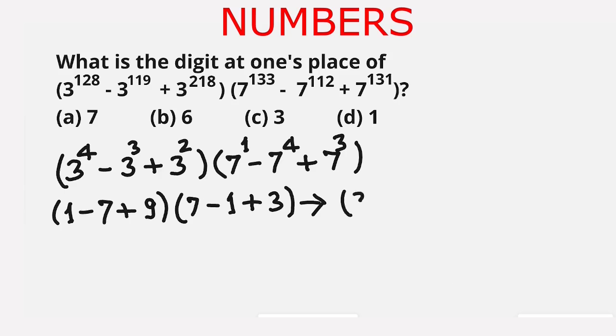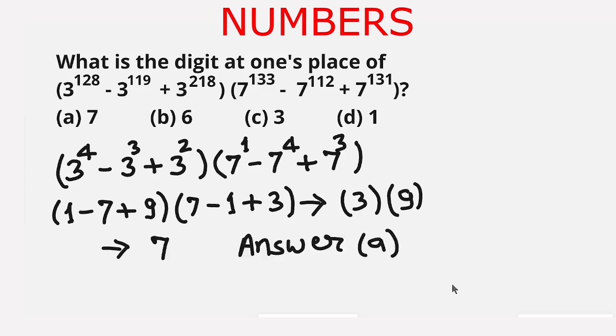So in the first bracket we get 3, and in the other bracket 7 plus 3 is 10. 10 minus 1 is 9, and this gives 3 multiplied by 9, which is 27, and the ones place digit of 27 is 7. From the given options, our answer is option A, 7. I hope you have understood the method of solving such questions. We go to the next question.